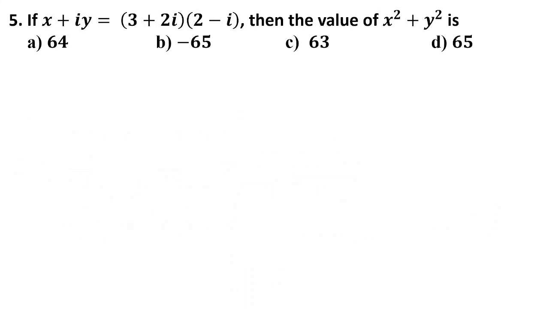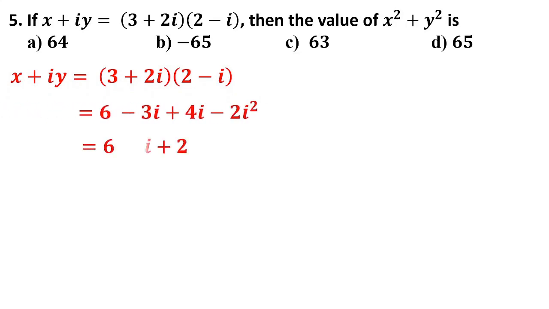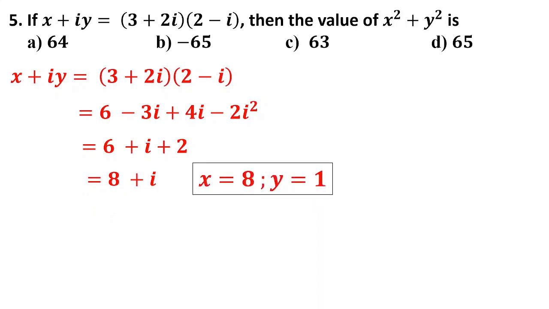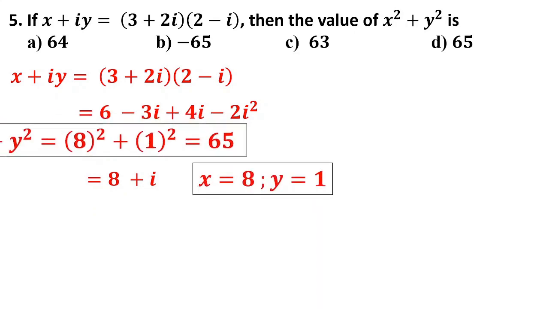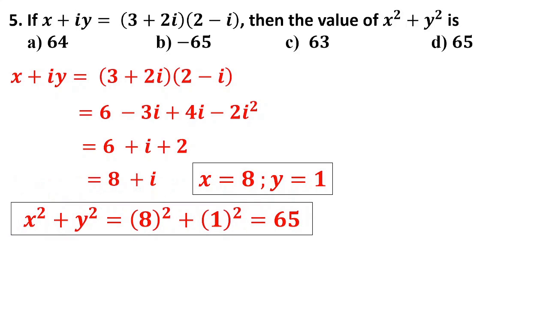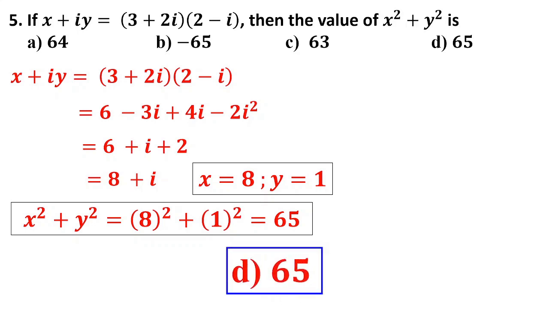x plus iy is given as (3 plus 2i) into (2 minus i). Then we have to find the value of x square plus y square. Now there are two ways of doing this. You can find the values of x and y and then square them, or you can use the idea of modulus. For x plus iy is (3 plus 2i) into (2 minus i), I am expanding it. I am getting 8 plus i. So what is x now? 8, and y is 1. So what is x square plus y square? It is 8 square plus 1 square, which is 65. This is one way of doing it. Therefore, the answer is 65.